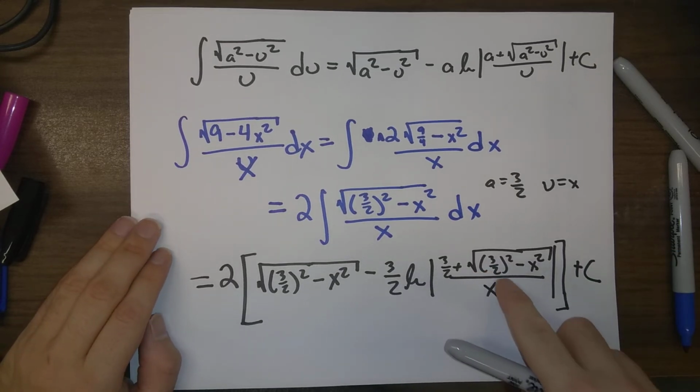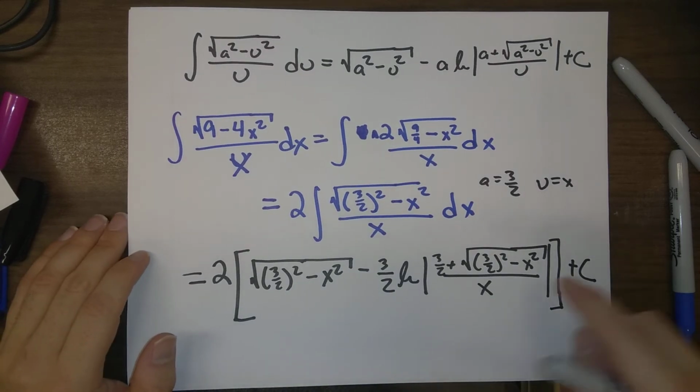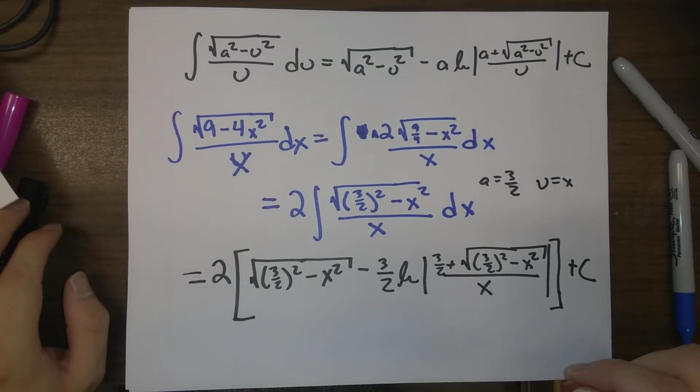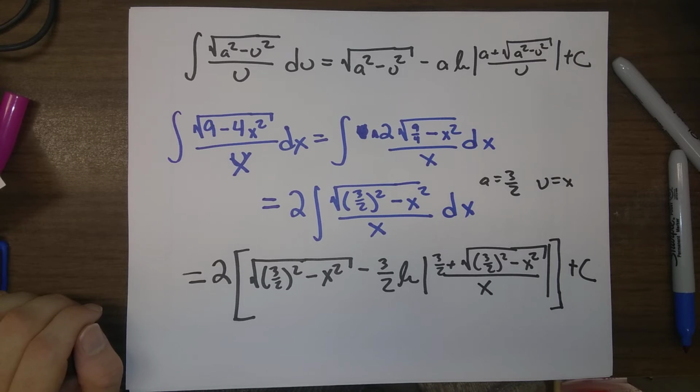Of course, we could replace the 3/2 squared with a 9 over 4. I want to leave it in this form to emphasize where that's coming from. But here we have a relatively pain-free way to calculate integrals.